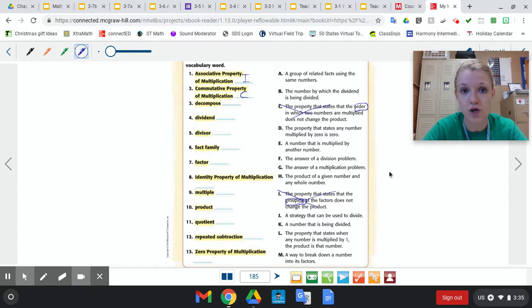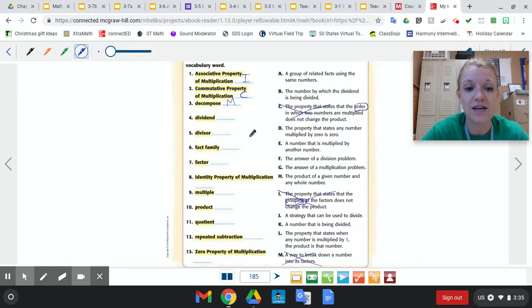Don't discount the cube strategy. It's a lifesaver, y'all. Decompose. When something decomposes, it breaks down, right? Okay, let's see. Oh my goodness, I just saw it. A way to break down a number. Look at that. Look for the words break down for decompose.